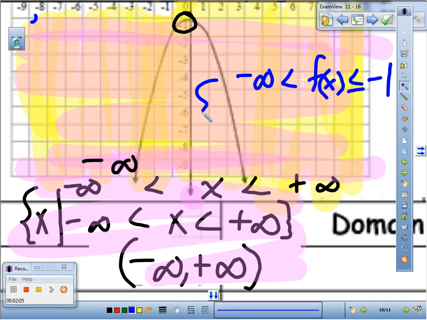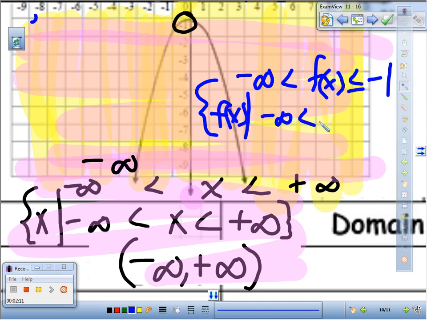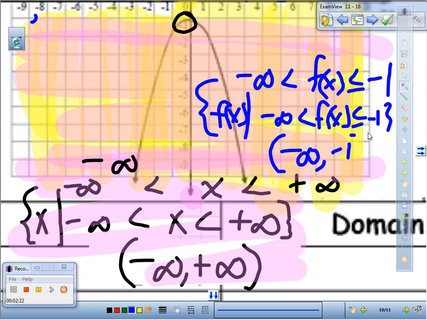So, set notation: the solution set of f of x such that negative infinity less than f of x less than or equal to -1. Interval notation: parentheses, negative infinity, comma, -1, bracket. Hands if you got that. All right. Piece of cake? Yes, Mr. Q. All right. So let me talk about end behavior.